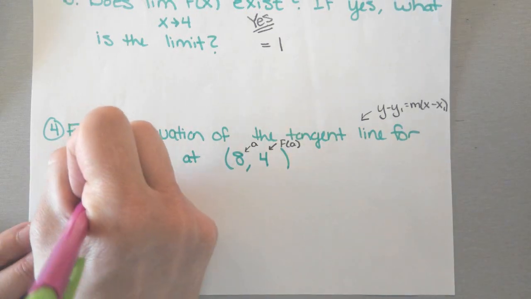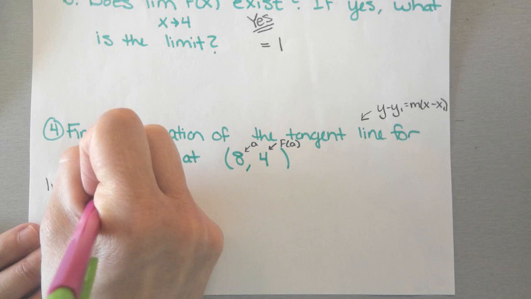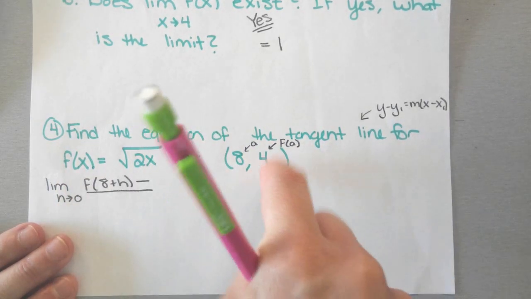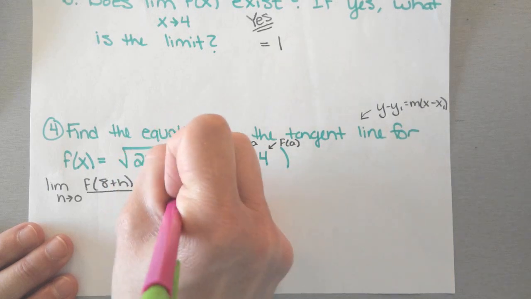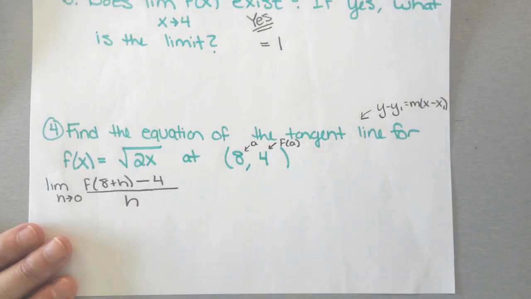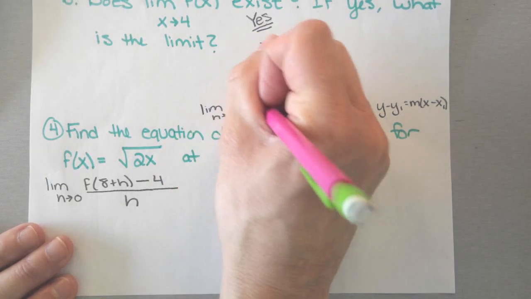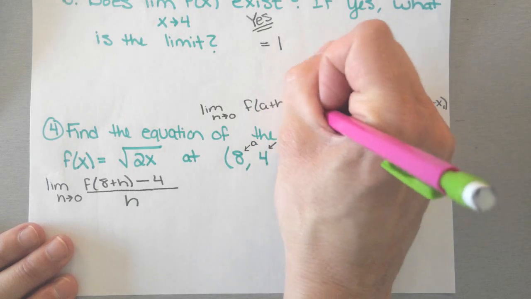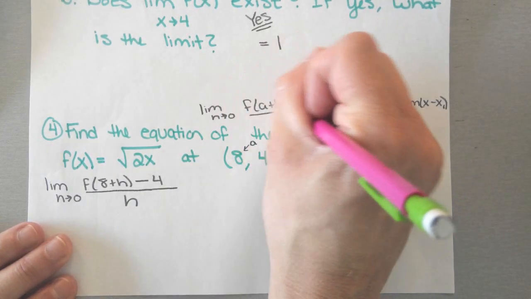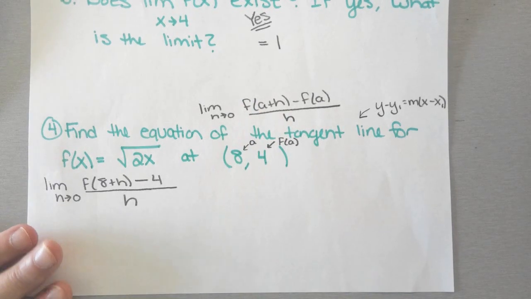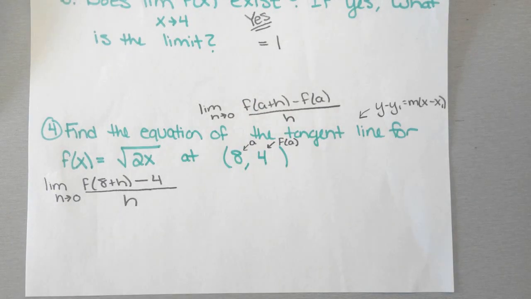So we've got f of a plus h minus f of a all over h. So remember, this is the basic formula. Okay, so that's your limit formula to go through and find slope. So again, we're finding slope of 2 points as they approach each other.